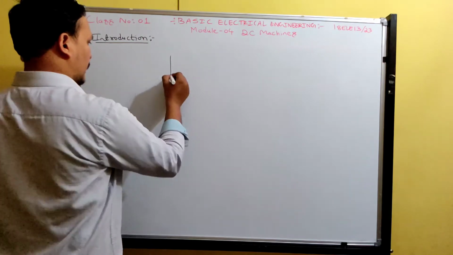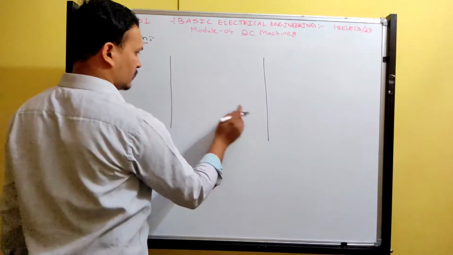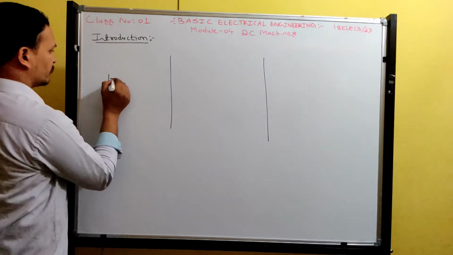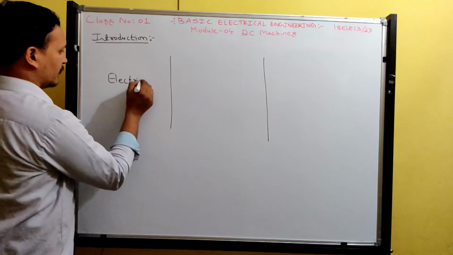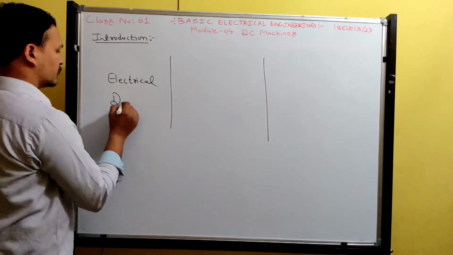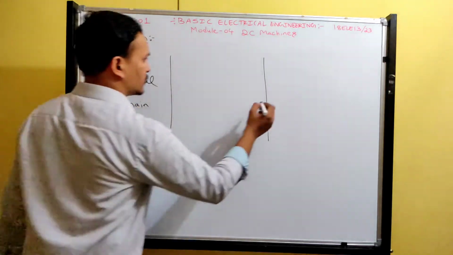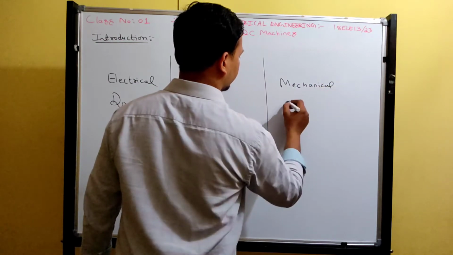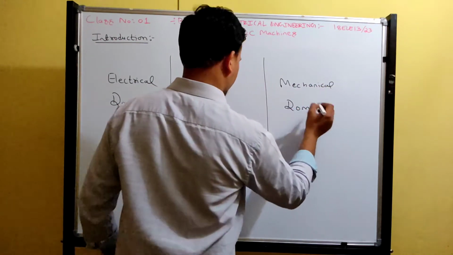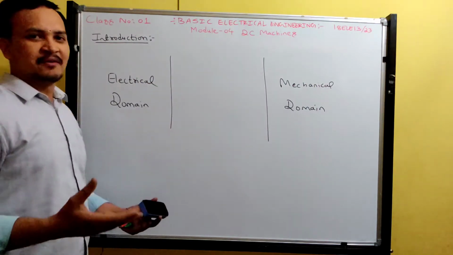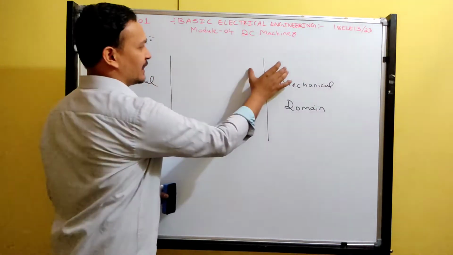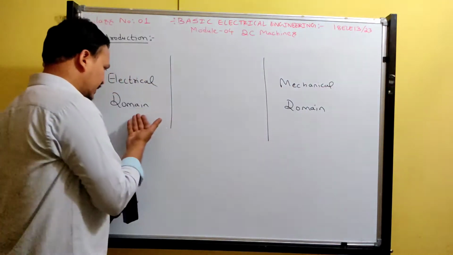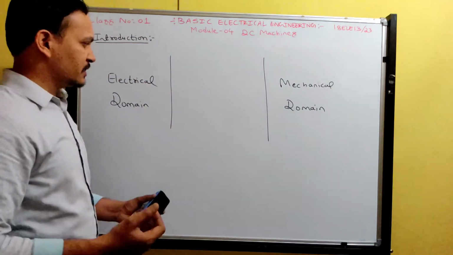See now, I am going to make a simple signal flow graph diagram or flowchart type. You can consider this to be the electrical domain, and this will be the mechanical domain. Now we know that energy conversion from electrical domain to mechanical domain is called what? Very good, motor. Similarly, energy conversion from mechanical domain to electrical domain is called, very good, generator.